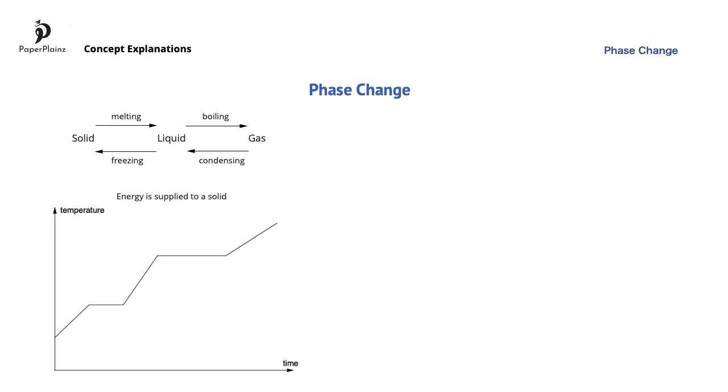As you can see, this graph has 5 different sections. Each section shows us something about the behavior of the substance during that time period. Let's examine each section. As we mentioned, we start by supplying energy to a solid. In other words, we are heating a solid object, which could, for example, be an ice cube. In the first section, the temperature of the solid is increasing.